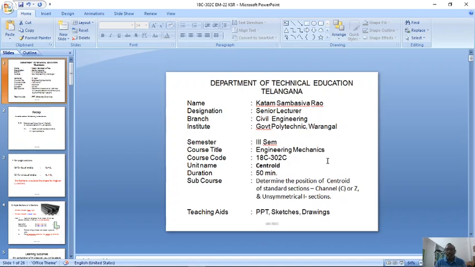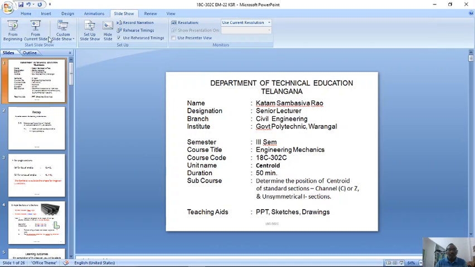We are discussing how to determine the position of centroid of standard sections, in which the channel section or Z section, and we are also going to see the unsymmetrical I section.